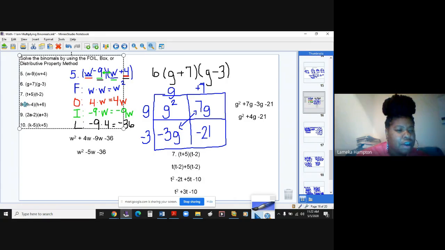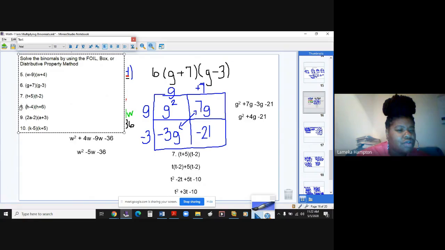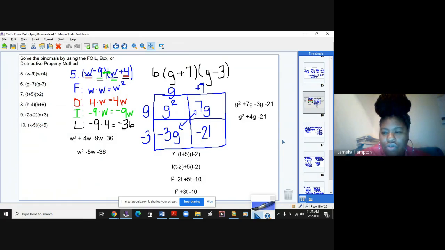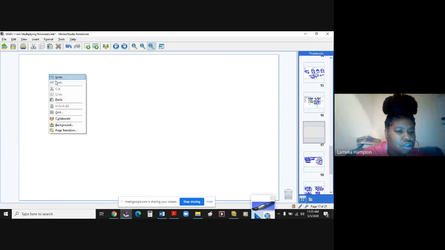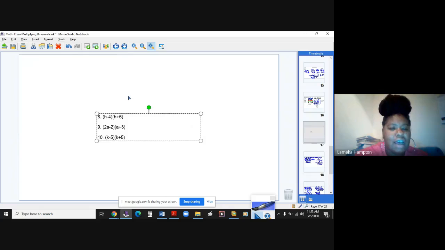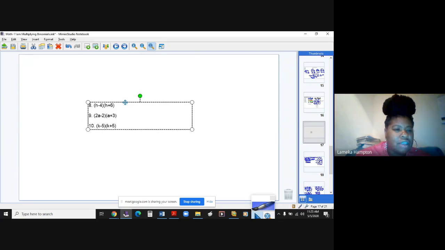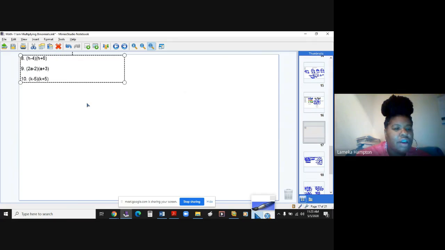All right. Let's see here. I'm going to copy these onto another page. New page. Then I'm going to paste. Ta-da! So hopefully everybody can see that. And I'm going to move this just a smidge. There we go.